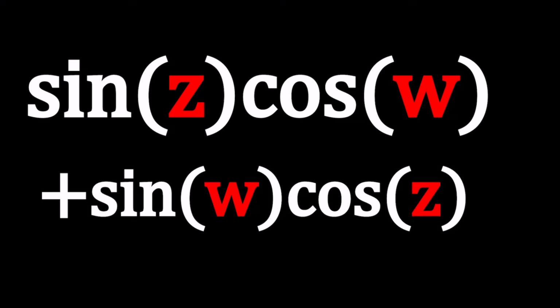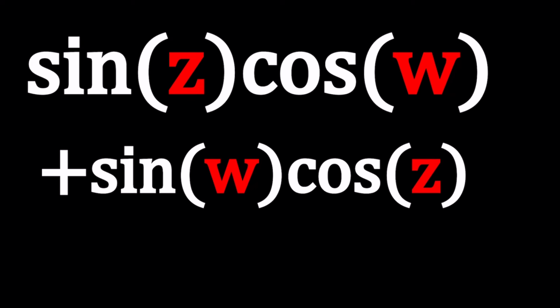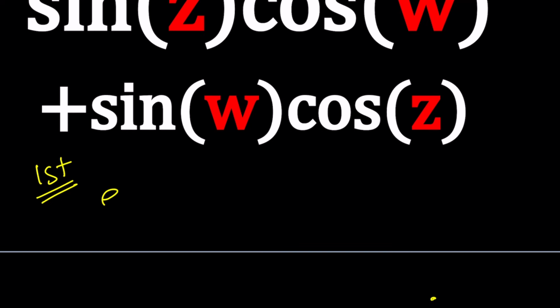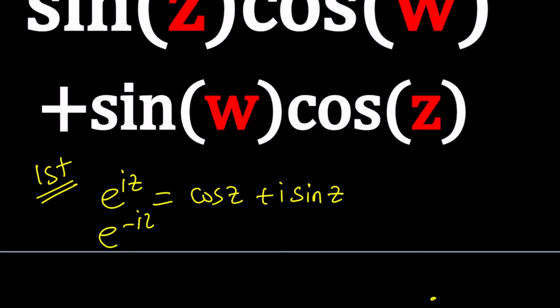So to be able to simplify this expression, I'll be presenting two methods, and the first method actually uses a really nice identity known as Euler's formula. Many years ago, Euler came up with this: e to the iz can be written as cosine of z plus i sine of z. Obviously, you can replace z with negative z and get e to the negative iz equals cosine z, because cosine is even, minus i sine z. And by adding and subtracting these two equations, we come up with two identities, which I went over in the lecture notes. So if you haven't checked those and you're new to complex numbers, go ahead and check them out.